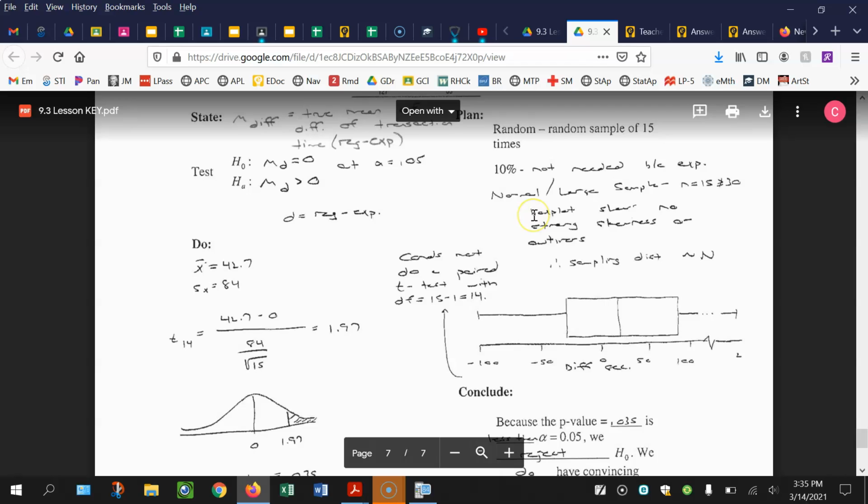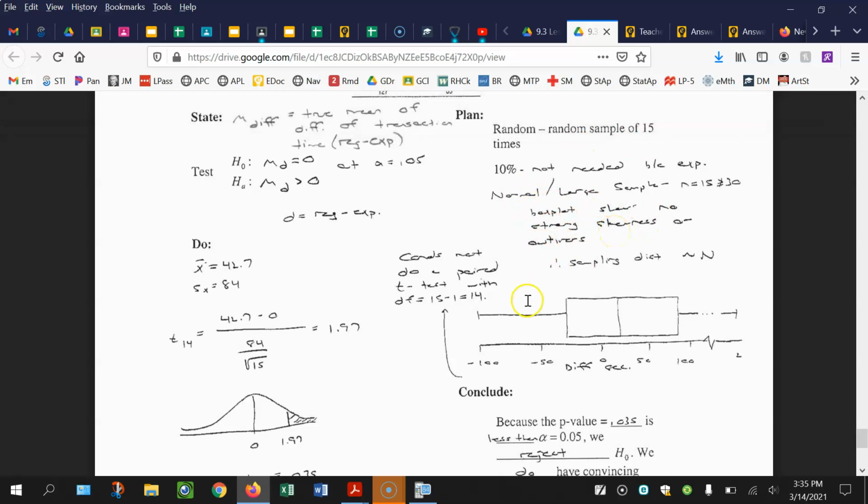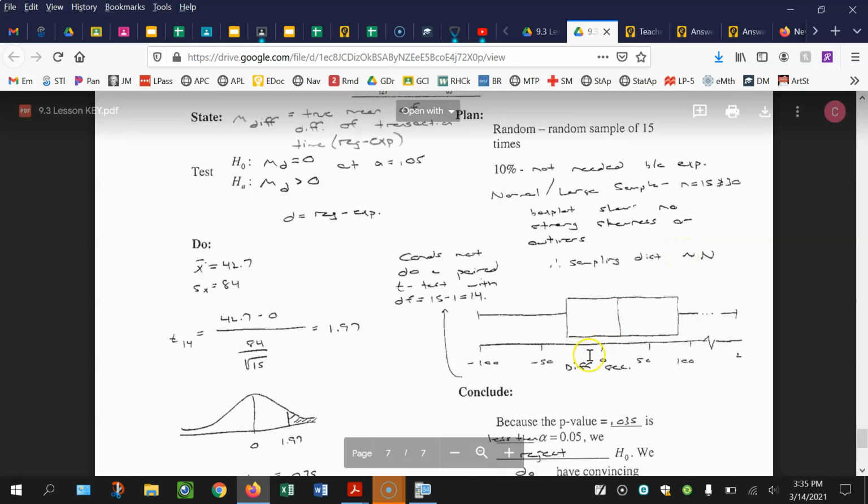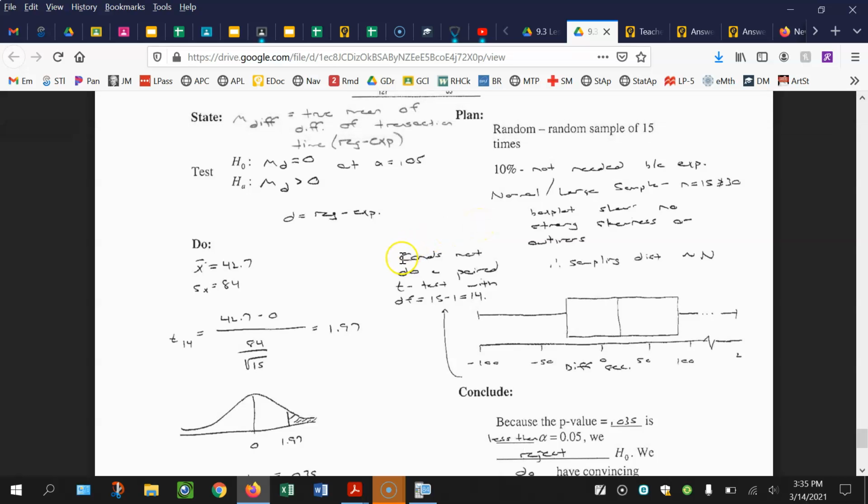So you'll notice what I said. The sample size is 15, which is not greater than or equal to 30. Box plot shows no strong skewness or outliers. So our sampling distribution is approximately normal. You want to label it. You want to be precise. Be specific to the point. Conditions met, do a paired t-test.